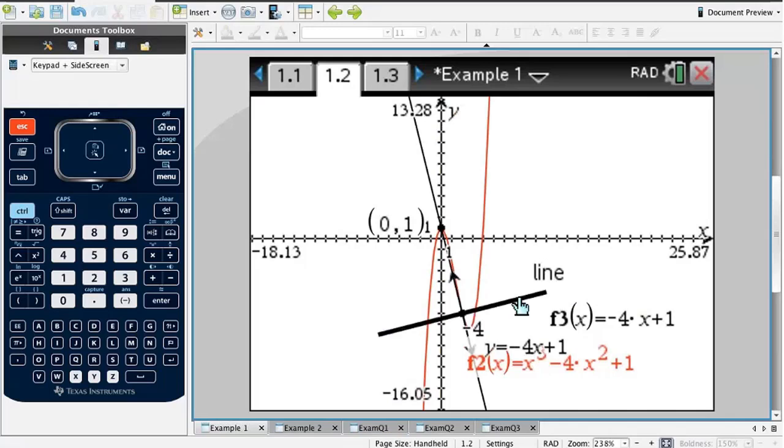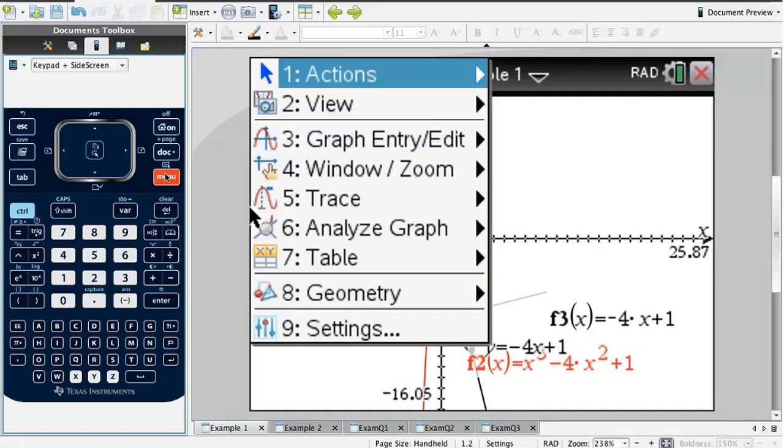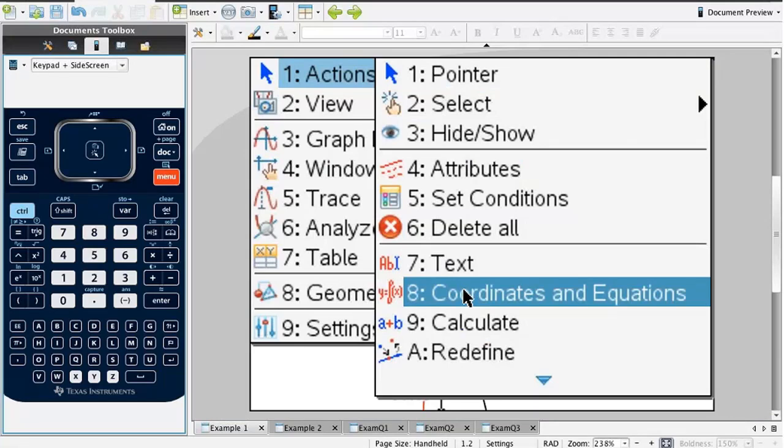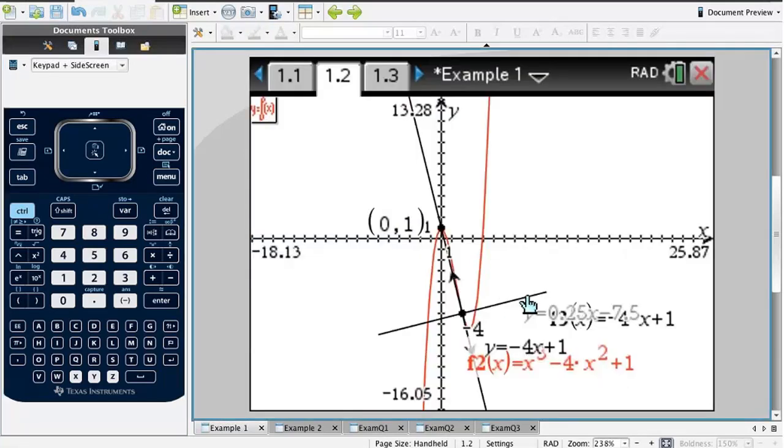But I want to know more about it. I want to know what the equation is. So I've clicked on my normal, press menu, actions, coordinates, and equations, and click on the line. Oh, it's breaking out. Okay, here it is. So my equation of my normal is negative 2.25x minus 7.5. So there it is.